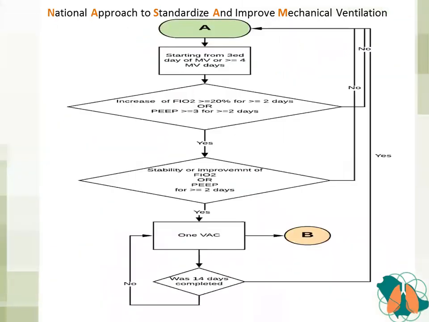Now, running through it, step 1 starts from the 3rd day of mechanical ventilation. That means the patient was on the ventilator day 1, day 2, and then you have the third day. So the worsening of the condition should be calculated from the third day. And to calculate that, you should have at least 4 days, so you can do the calculation.